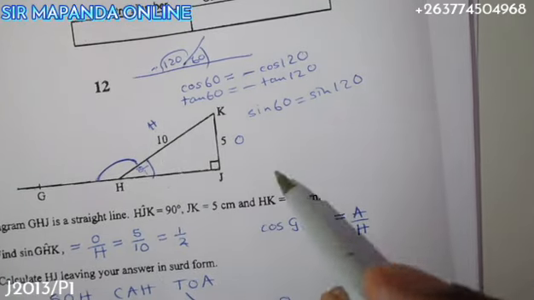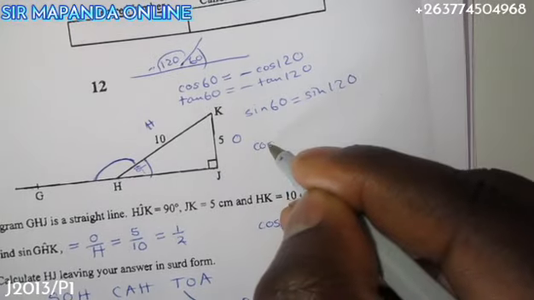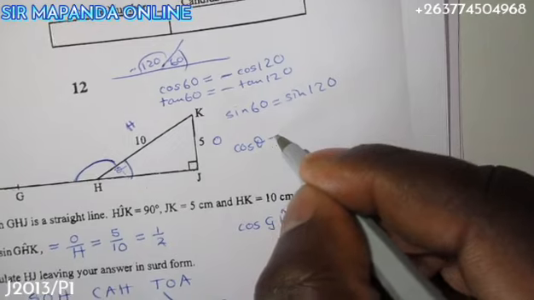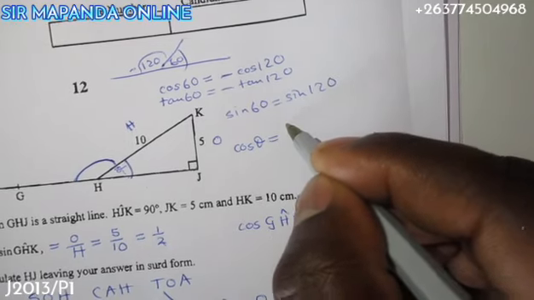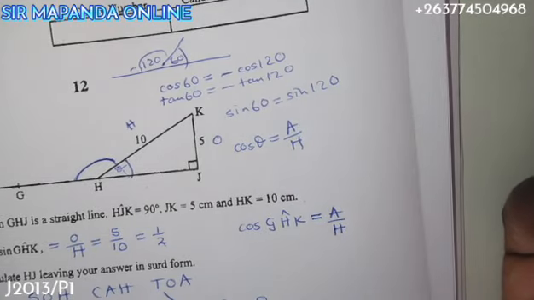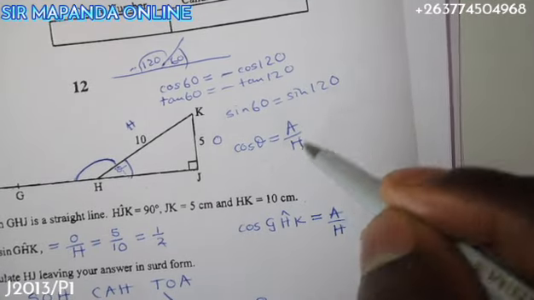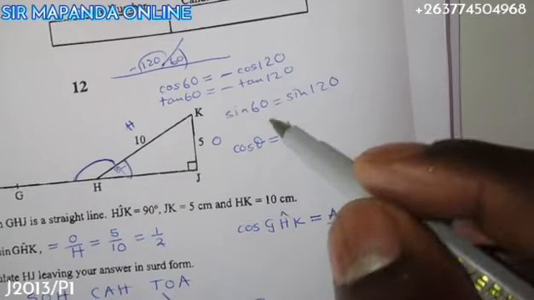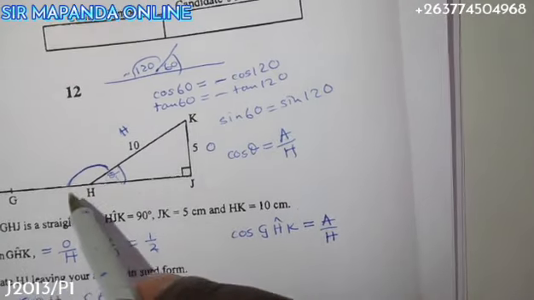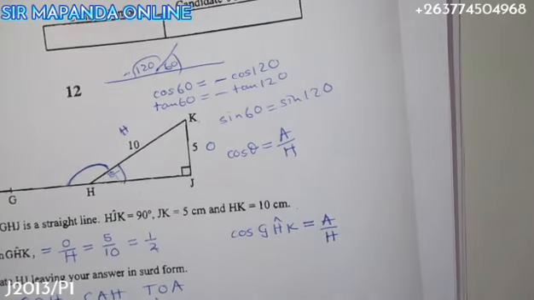For cos and tan, you first of all find cos theta, which is the smaller angle here. So cos theta is equal to adjacent over hypotenuse, right? Then the answer that you get, you put a negative sign on it to find cos of GHK. I hope you are following.